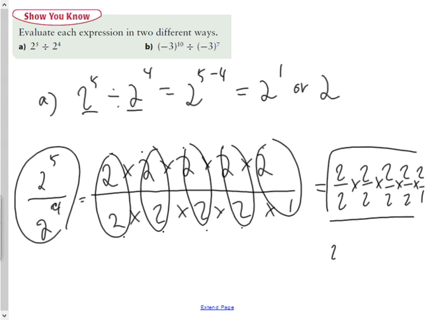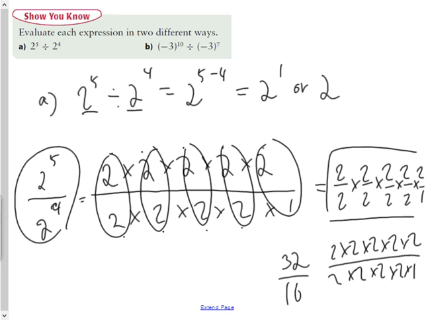So we would have multiplied all the numerators. We would have multiplied all the denominators. This is how we would have solved it. And we would have gotten, on the numerator, 32. On the denominator, we would have gotten 16. And we would have said the final answer is just 2.